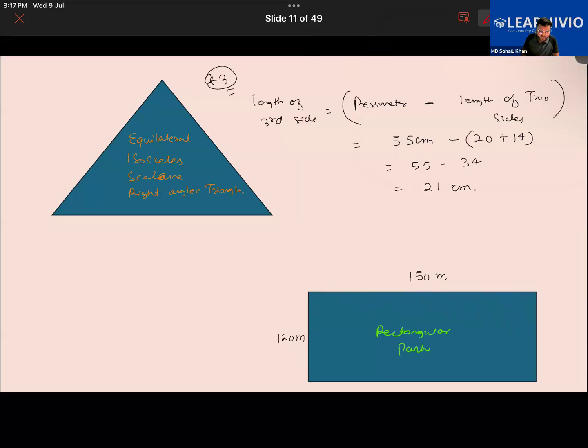Sir, first of all, we have to find the perimeter of this rectangular park, and then multiply by 40. Exactly.